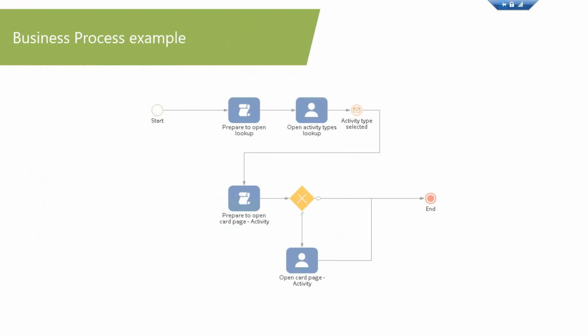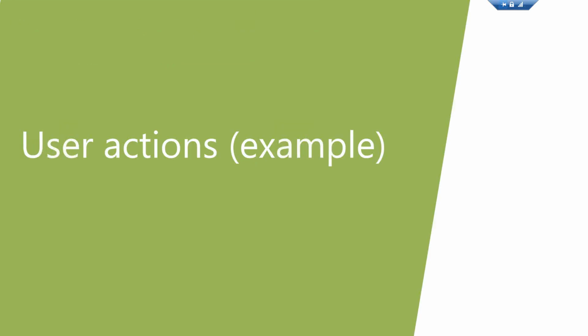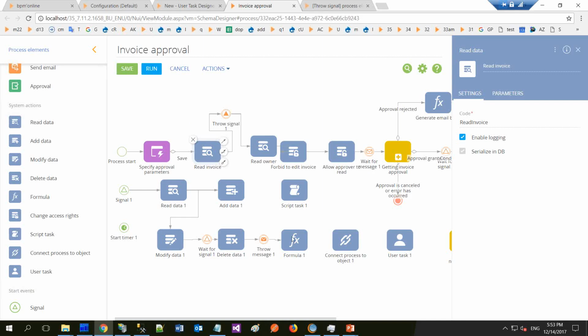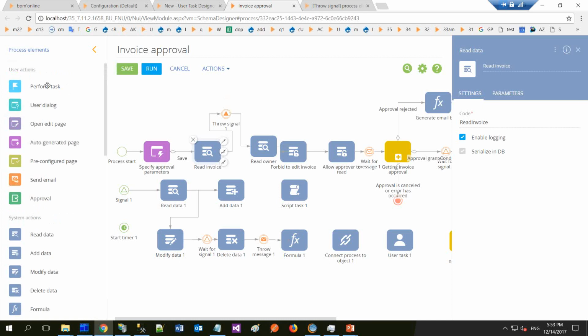We already saw some examples. And now I want to show you an additional example using user actions. It's very playable with business processes, and you will see how you can use user actions, user items, which will be executed at server side, but they are able to interact with the user on the client side.